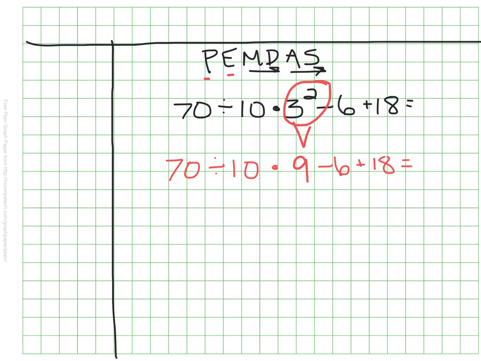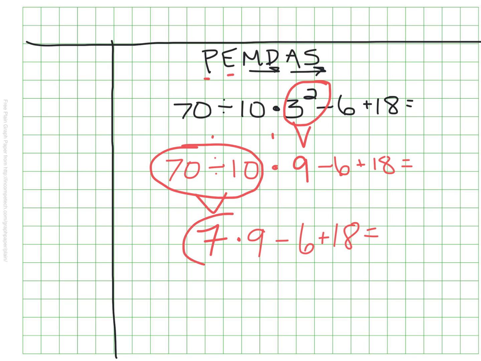Next, in my PEMDAS, I'm going to move on to the M and D, the multiply and divide. I actually see both multiplication and division here. So I need to remember that I deal with these on a first come, first served basis. So in this case, the division comes first. So I need to divide first. 7 divided by 10 is, of course, 7, and then I'll rewrite what is left. From there, I will move to the M, so I'll circle that. I'll do the 9 times 7, or the 7 times 9.